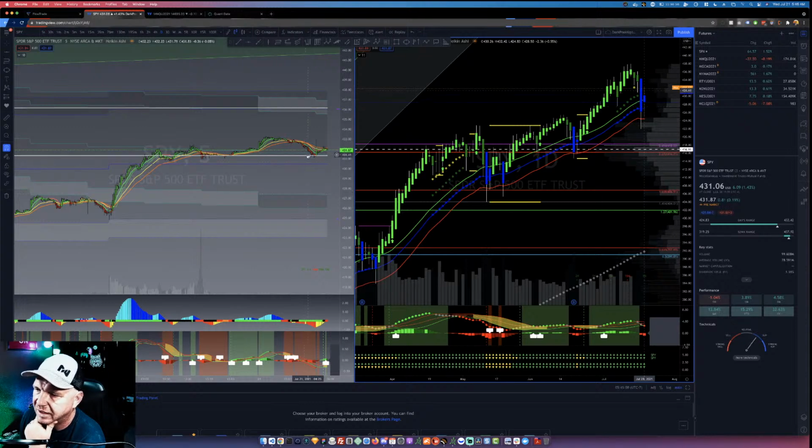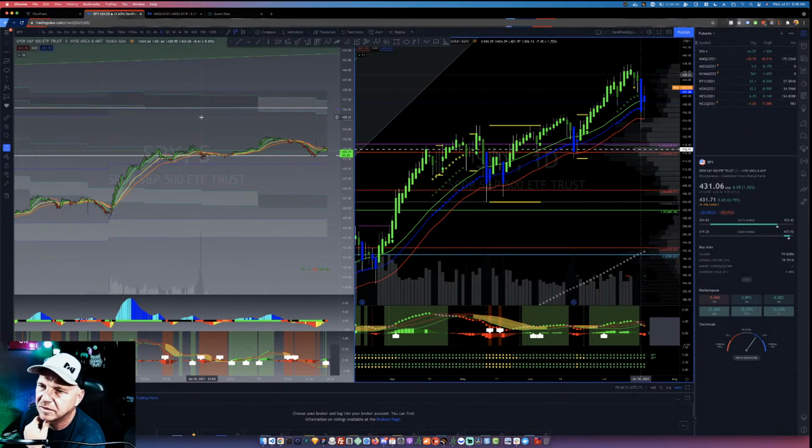If we maintain this 431 level, we might melt up into 436. That's the target. But if we get up there, I think we need to reject off of that. I don't think we're going to make new highs.